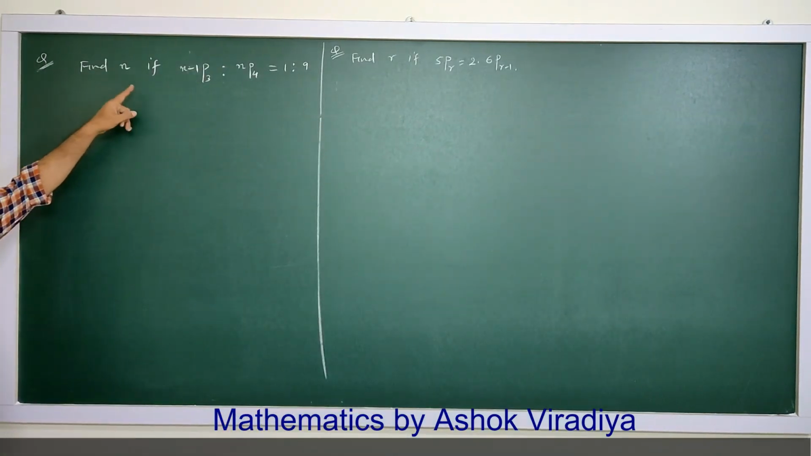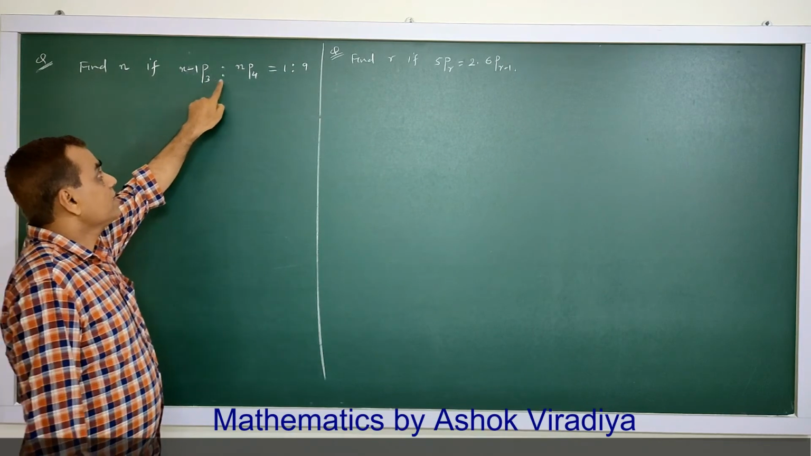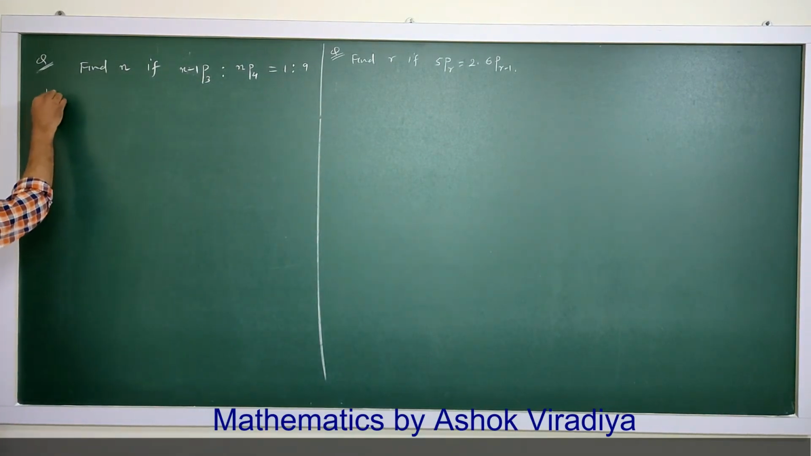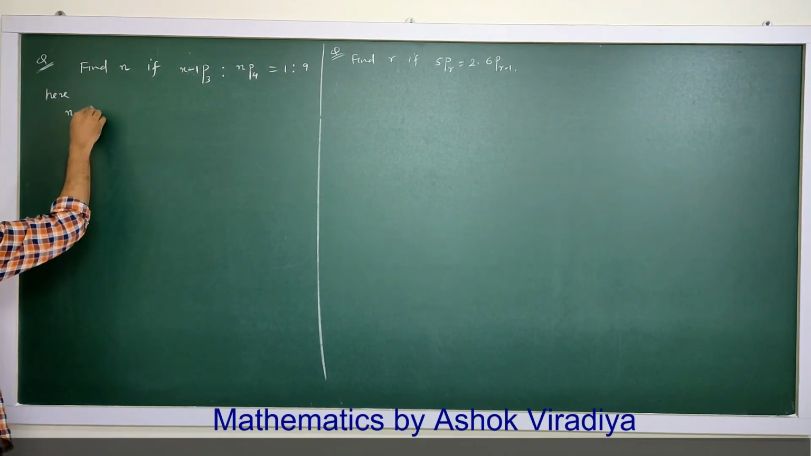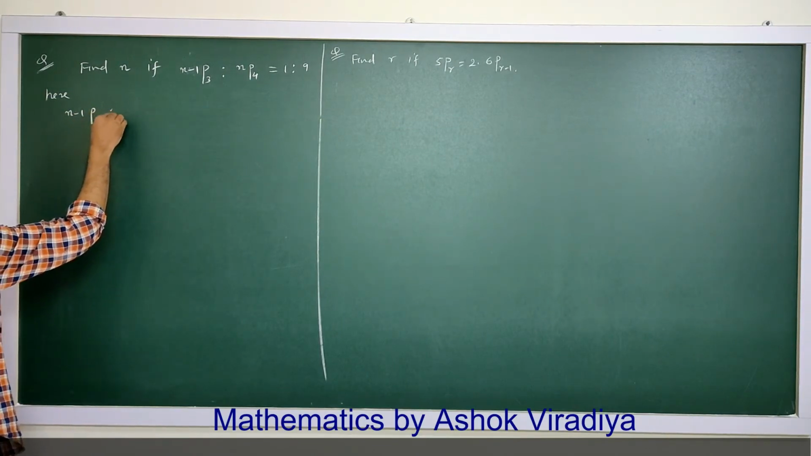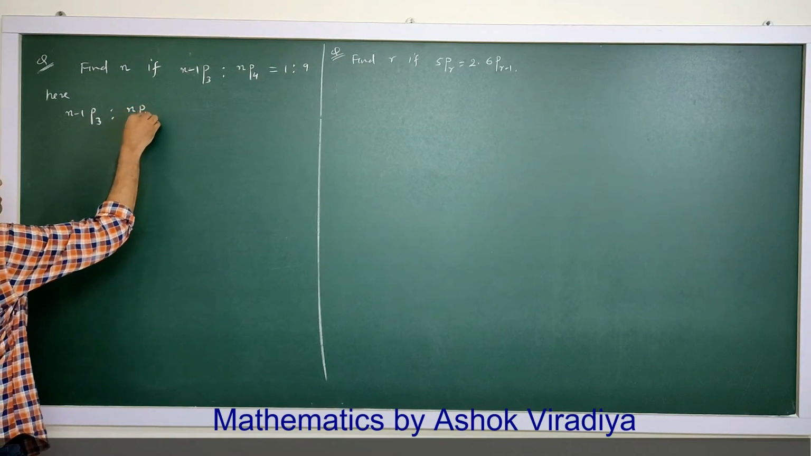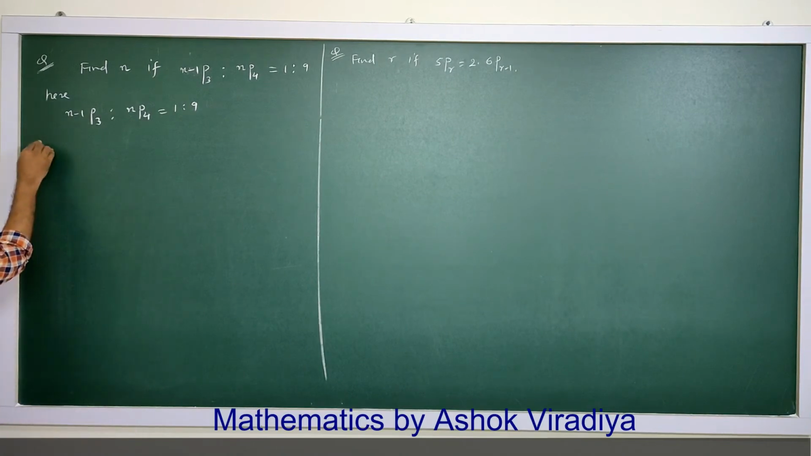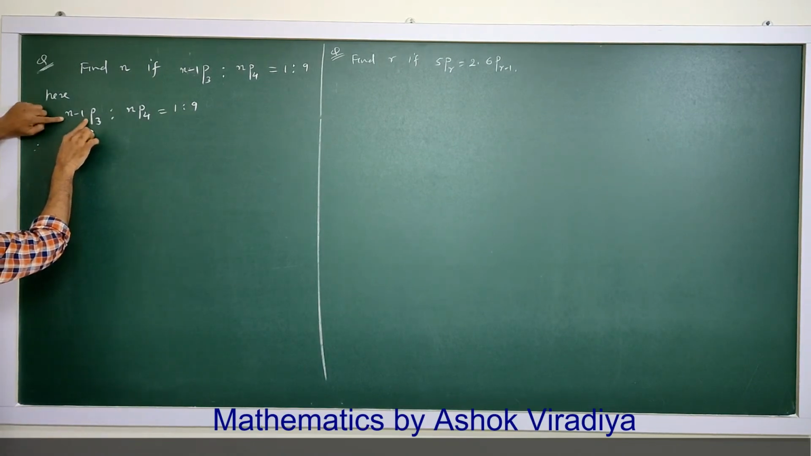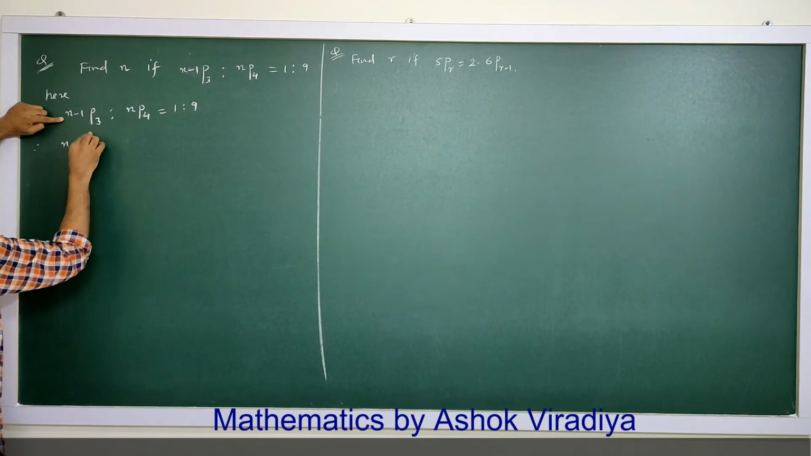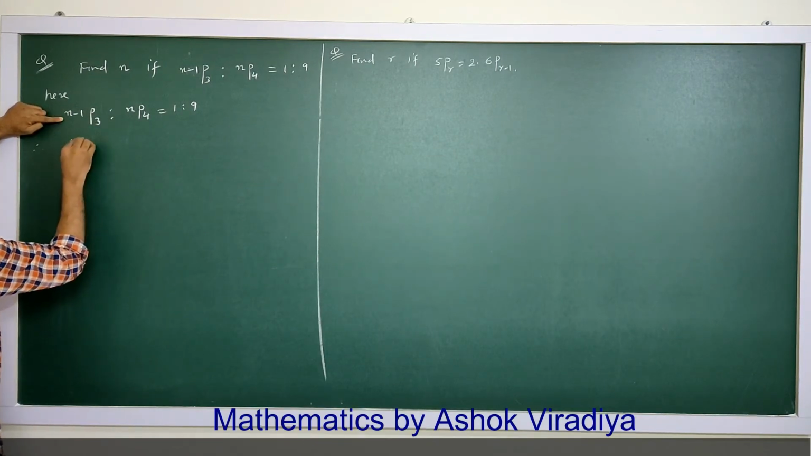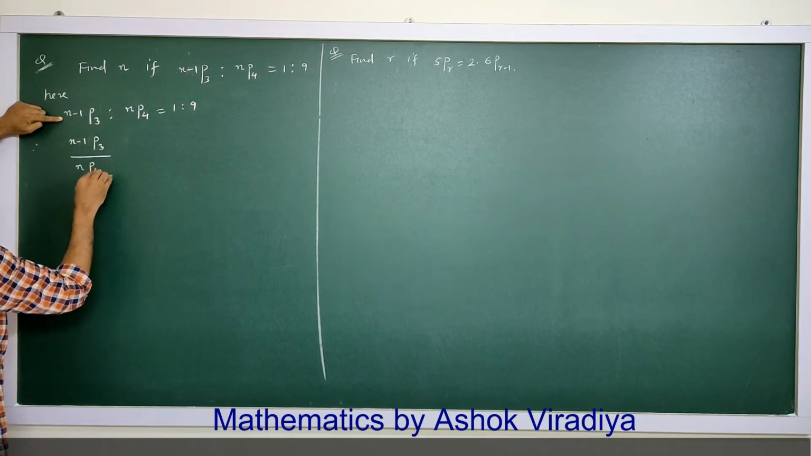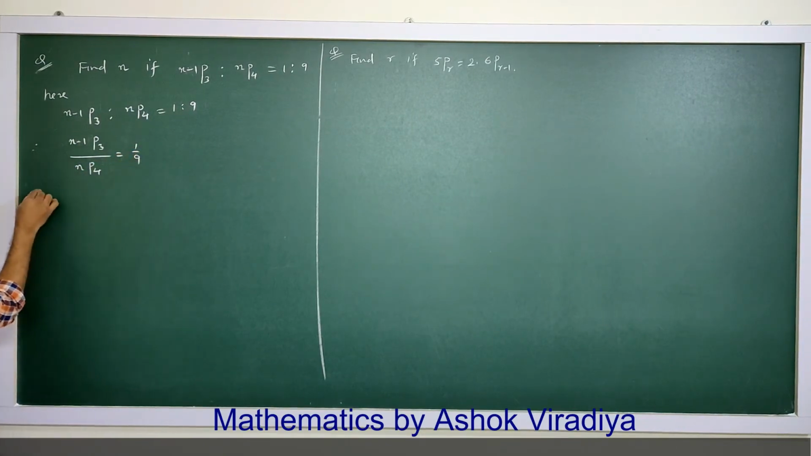Find n if (n minus 1)P3 to nP4 is 1 is to 9. So here, (n minus 1)P3 to nP4 is 1 is to 9. Now (n minus 1)P3, this is ratio, upon nP4 is 1 by 9.